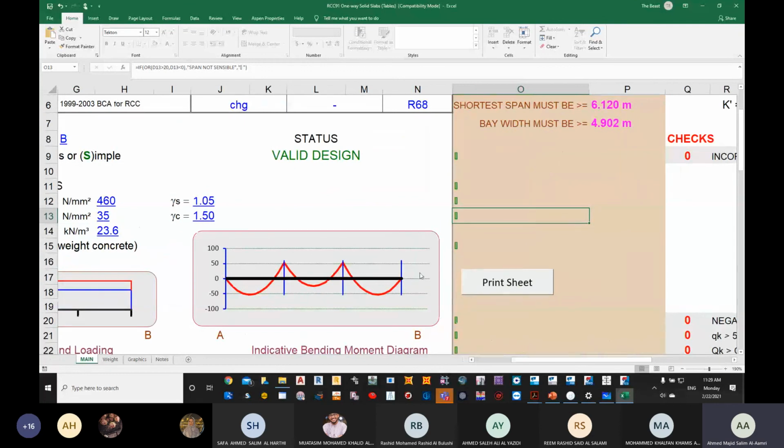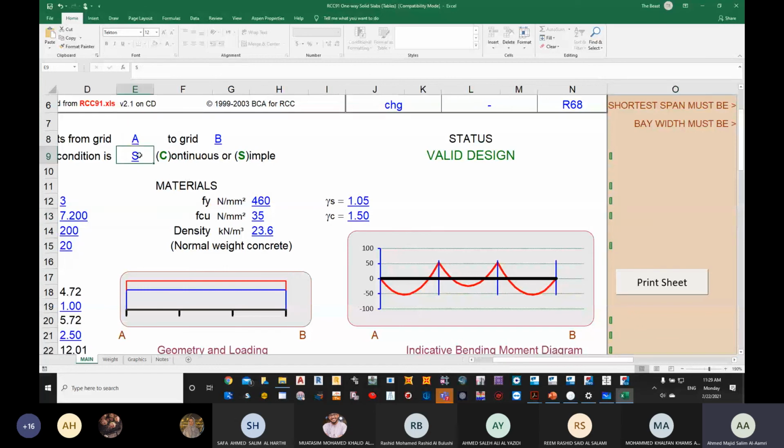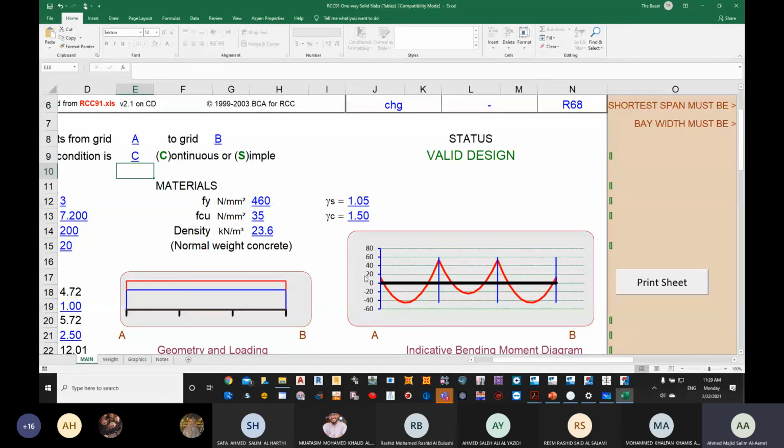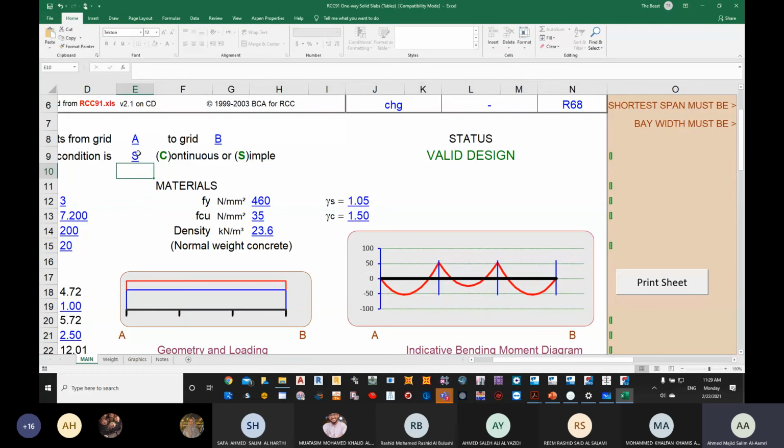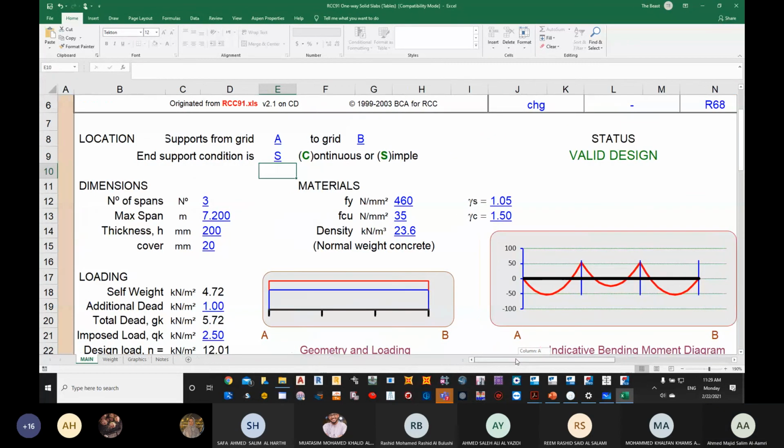Now if we zoom in, you can see the moment at the end supports is acting to be simple. If there is continuity at the end support, you will see a small value of moment here. So this is going to be kept as simple. Grade of steel is 460, factor of safety 1.05 as we said for the steel if it's 460. Concrete grade is 35. For our case it was 30.